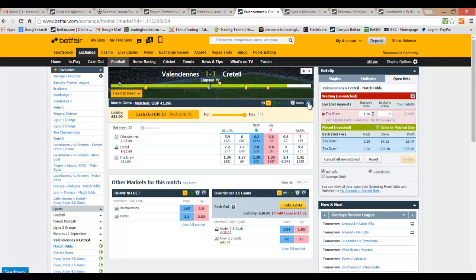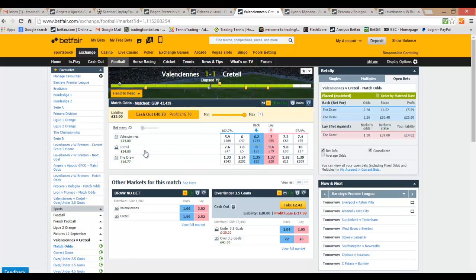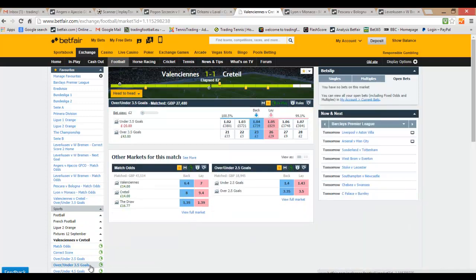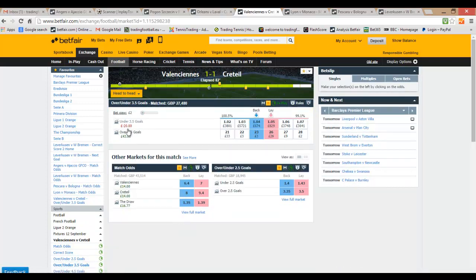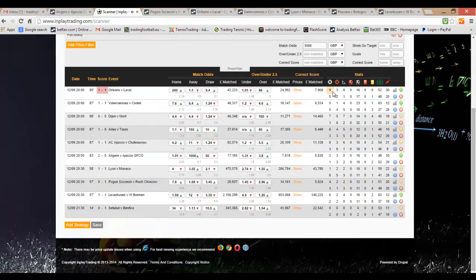Remember, I've got £20 liability on the over 3.5 market, so I could be looking at about £4 or £5 loss here, or a bit less actually. If it stays a draw, I'd lose £3.23. But I had to cover myself against a very late 2-1 or 1-2. If that happened, I'd lose on both markets. So obviously that was the reasoning behind exiting the match odds at least.